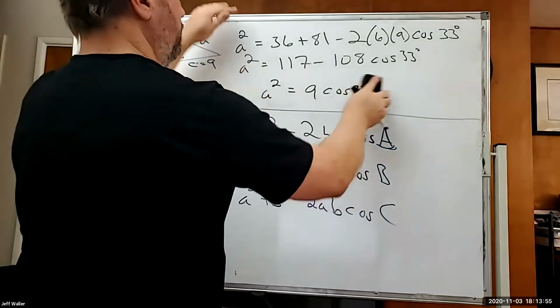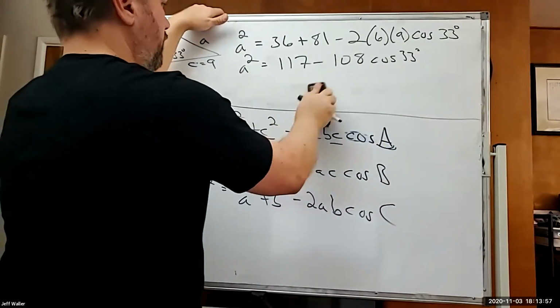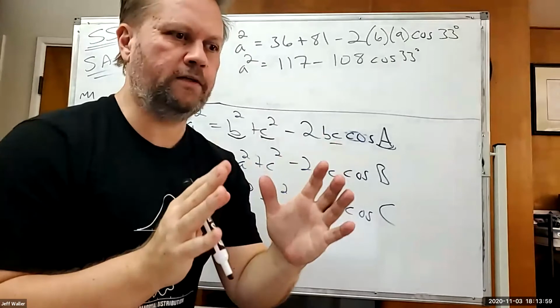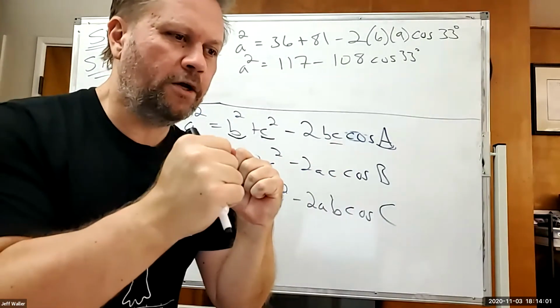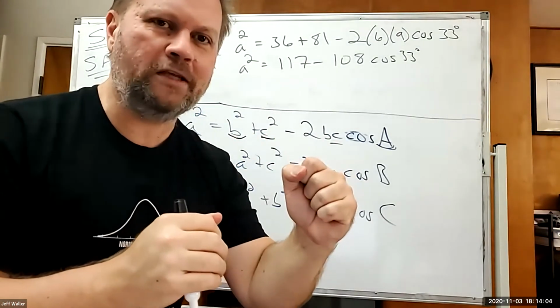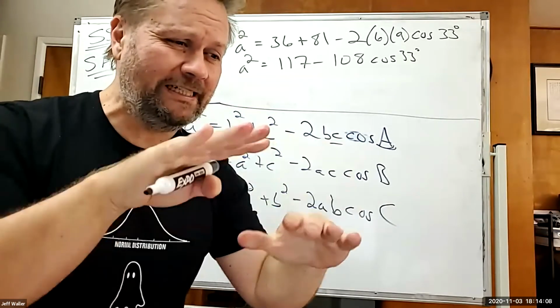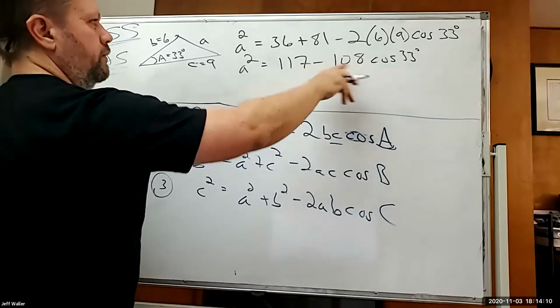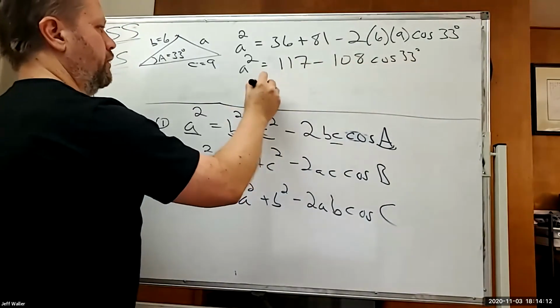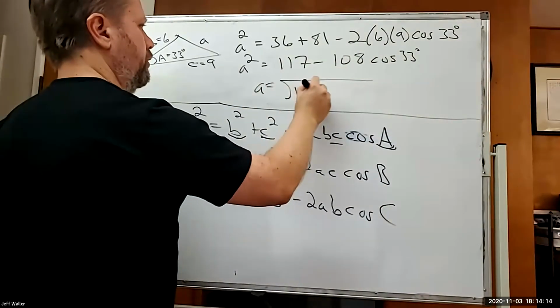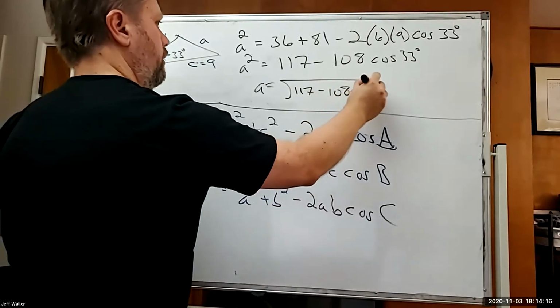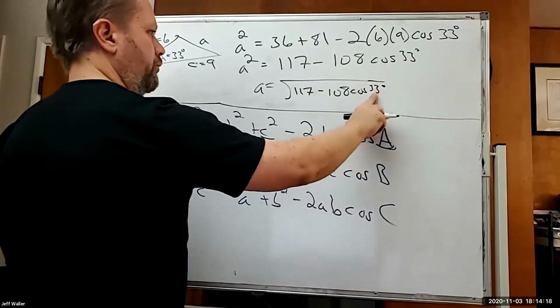I walk a fine line with you guys because you need to know your algebra, but I don't want to make you feel bad if you don't. But you need to know your algebra. So now you just throw this in a calculator and take a square root. So a equals the square root of all this. I would just put all this in the calculator. Make sure you're in degrees.